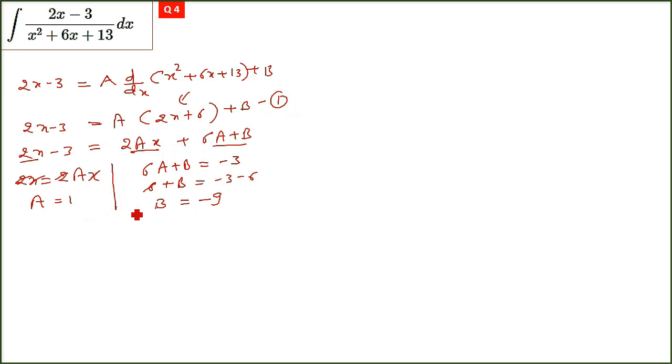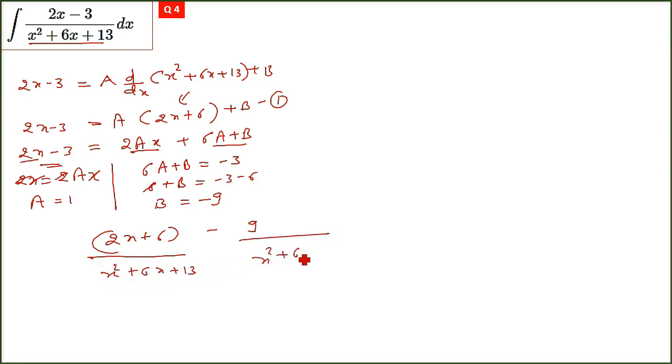So a and b value we got. So we'll put this in equation number 1. So it will be 2x plus 6, and a is 1, so I am not writing it. B is negative 9. Now we have the denominator, so rather than writing this as one fraction, I am separating it for these two terms. So x square plus 6x plus 13 is now in the denominator of 2x plus 6, which was the first term, and negative 9. Now we are integrating it with respect to dx. So we have changed the original integration in terms of two other terms which are easily integrable. This one is I1, this is I2.